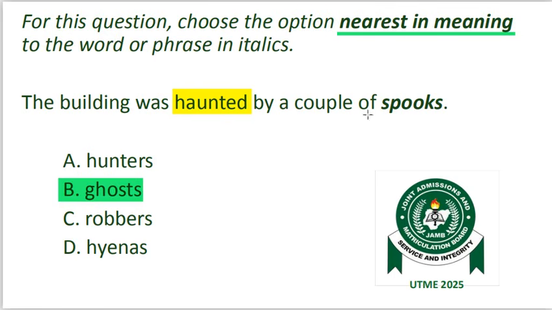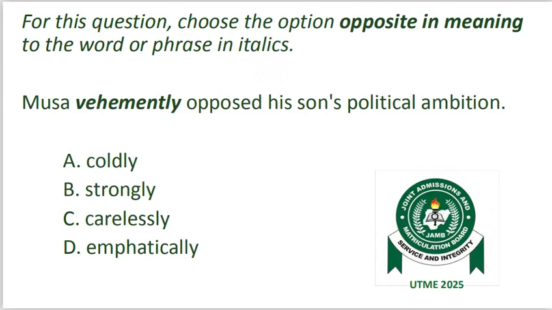Option B. The following question has this instruction. For this question, choose the option opposite in meaning to the word or phrase in italics. In this case, we are treating the opposite in meaning, the antonyms. We must always remember our instructions so that we won't make costly mistakes.